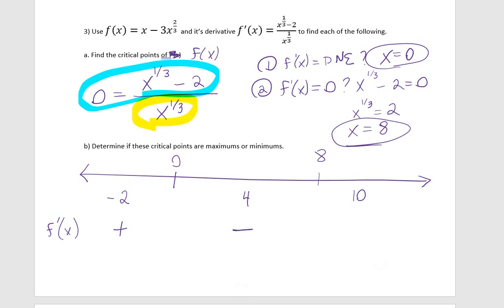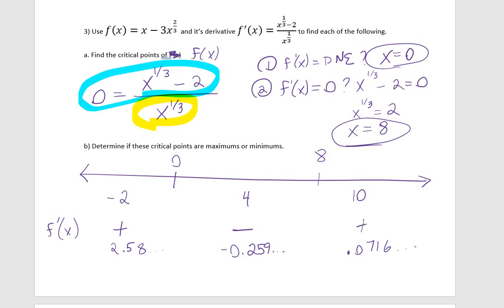By the way, if you want to know what these numbers actually are, if you take negative 2 and plug it in, it's going to give you 2.58, and so on. If you take 4 and plug it in, you're going to get negative 0.259, and so on. Now, if I take 10 and plug it in, what I'm going to get is a positive number. So that's going to give me 0.0716, and so on.